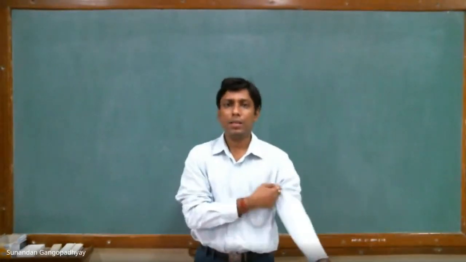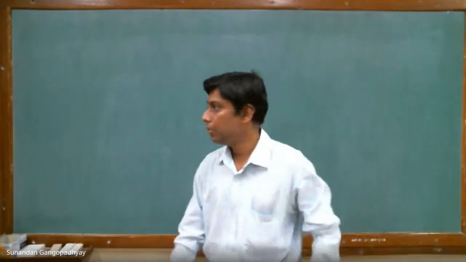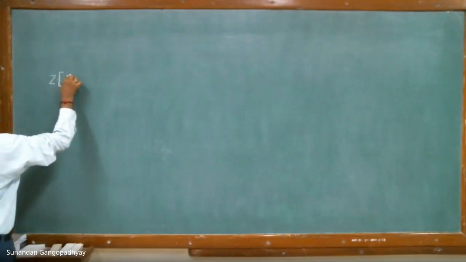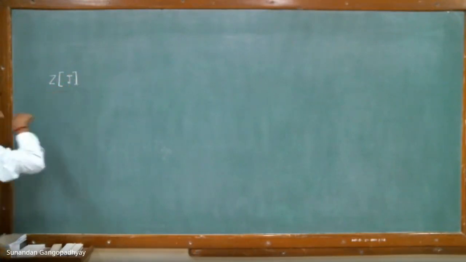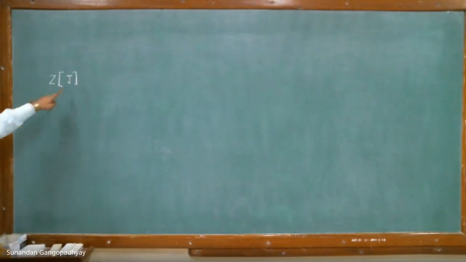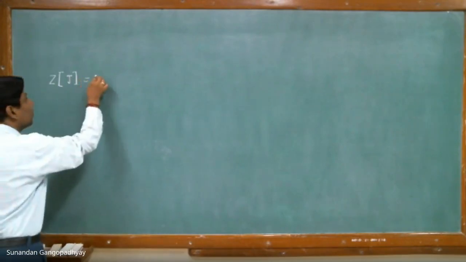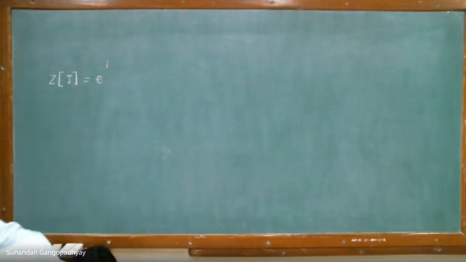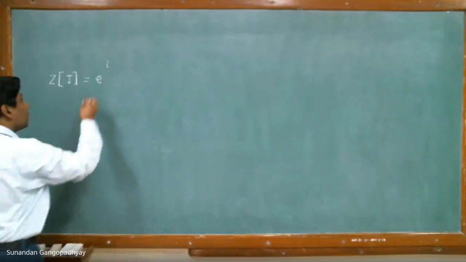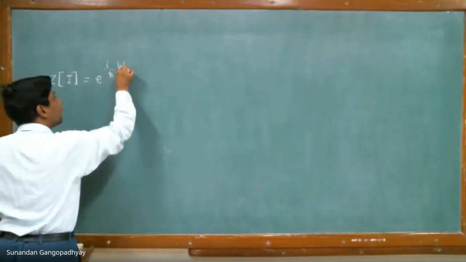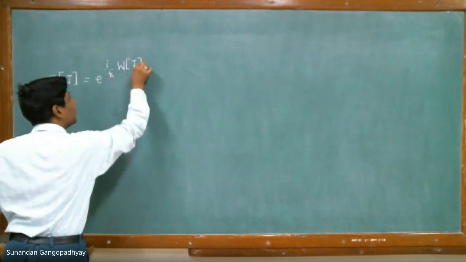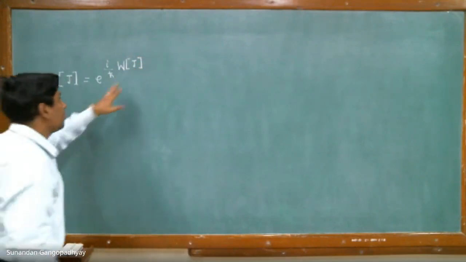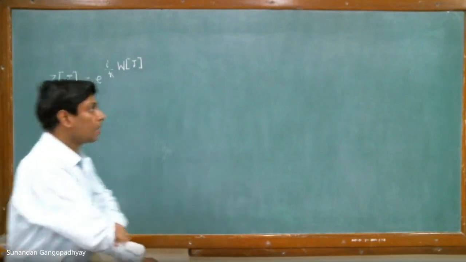So in the last lecture, I introduced to you this particular functional. You are now familiar with this functional Z of J, the generating functional in the presence of an external source. And in the last lecture, we introduced this W of J, another generating functional, and let us see what it does for the time being.